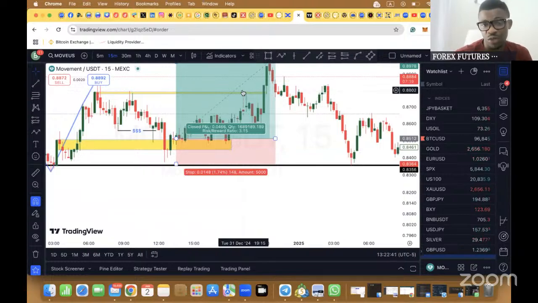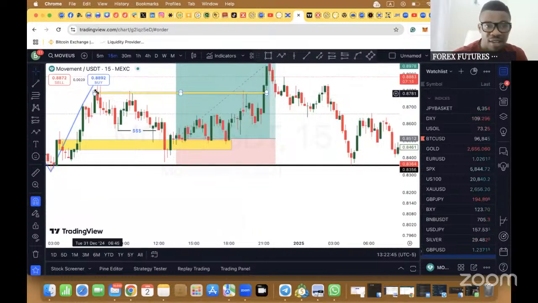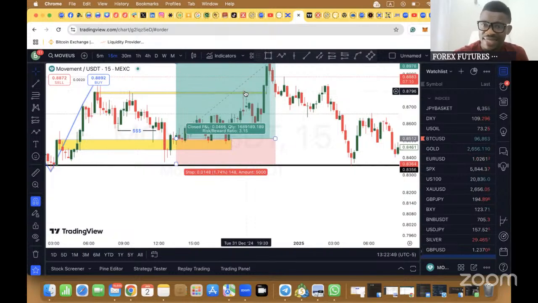I took some profit when it got here. I took some profit because it's the third time it's coming to that neckline. The first time it created the neckline, the second time it came there, the third time it came there, it couldn't break it. But when price continues to test that level, it's possible that price can reject and come down. It's possible that price can gather energy and break the level.